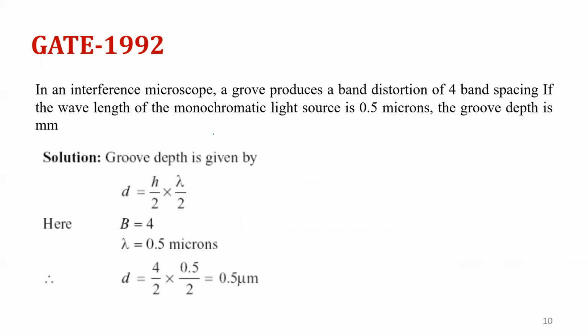In an interference microscope, a groove produces a band distortion of 4-band spacing if the wavelength of the monochromatic light source is 0.5 microns. The groove depth is calculated as d is equal to h by 2 into lambda by 2, where h is equal to 4 and lambda equal to 0.5. So upon substitution, we will get 0.5 micrometer.